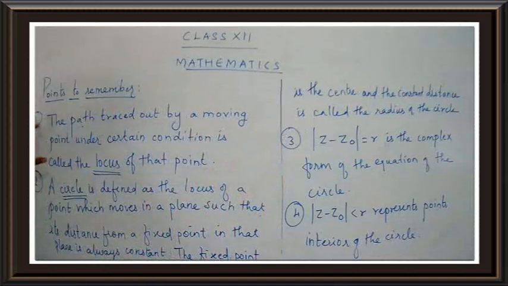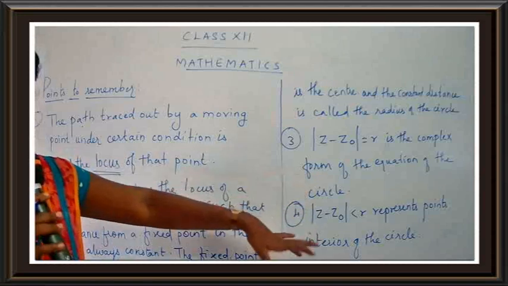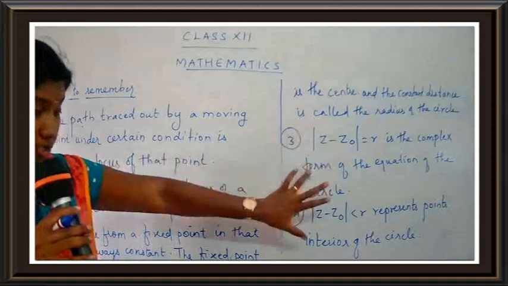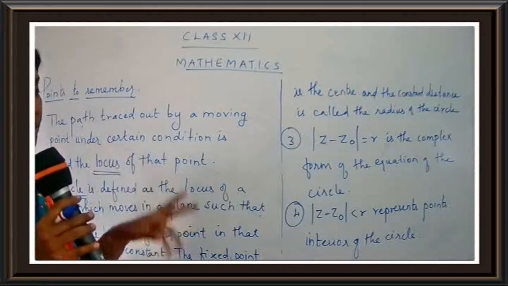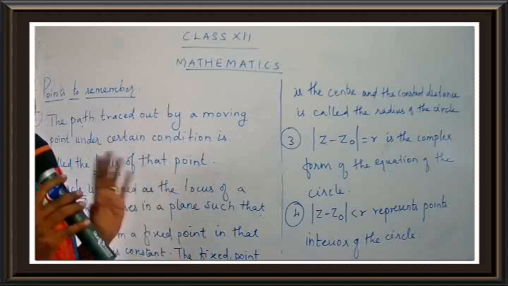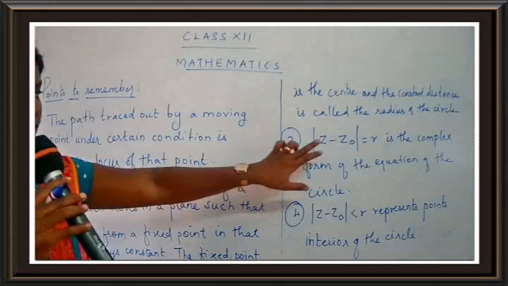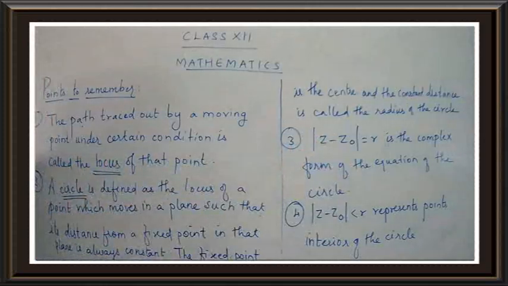So this was the definition for locus. I told you we have used it from our 11th standard textbook. So this is the definition for circle, and these are the equations. Remember the equation of a circle, children. What is the complex form of the equation? The complex form is modulus of z minus z naught is equal to r. Remember the condition, mod of z minus z naught is equal to r. That is the complex form of the equation of the circle.